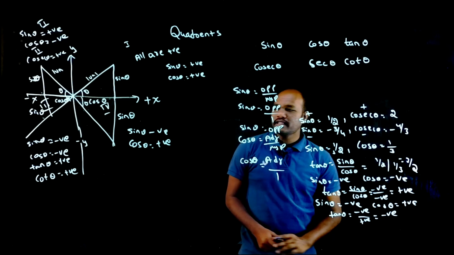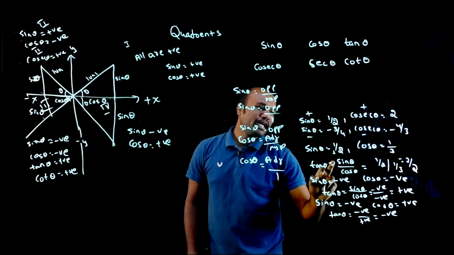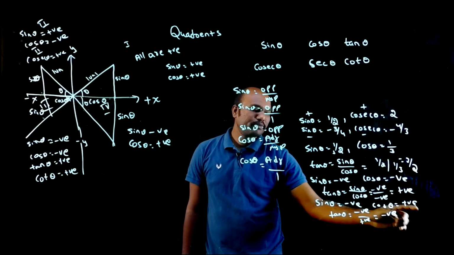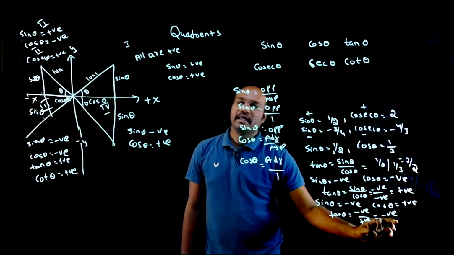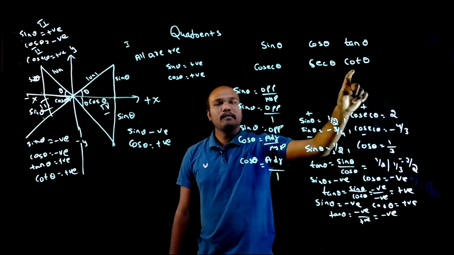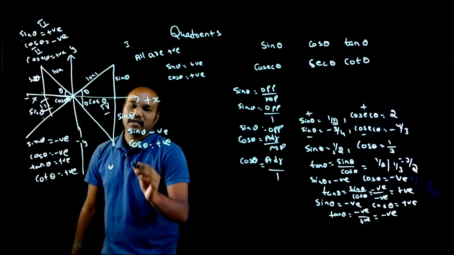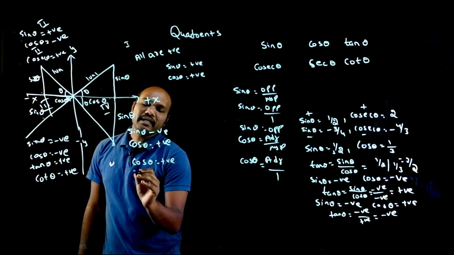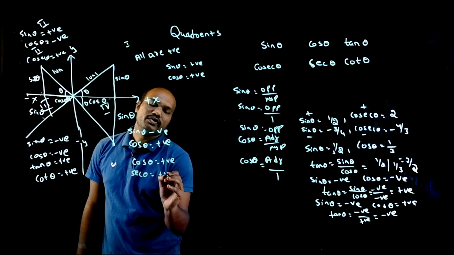So what about tan? Tan theta is sin by cos. Sin is negative, cos is positive, negative by positive is negative. So tan is also negative, cot will also be negative. What are positive here? Cos theta is positive and secant theta is also positive.